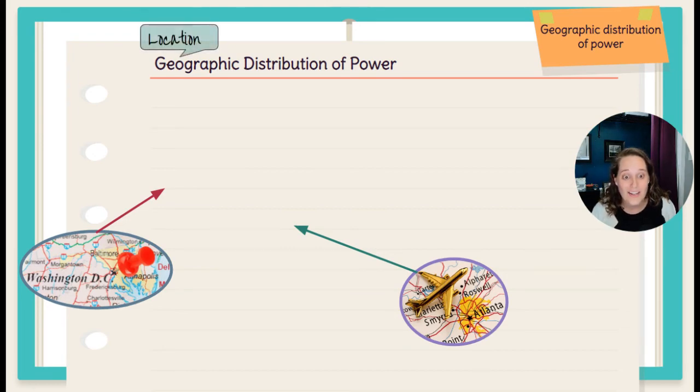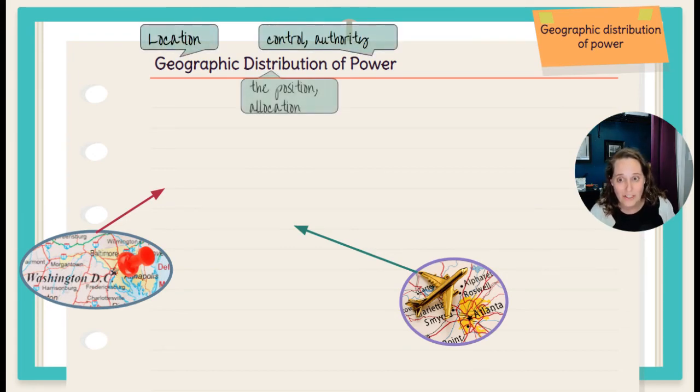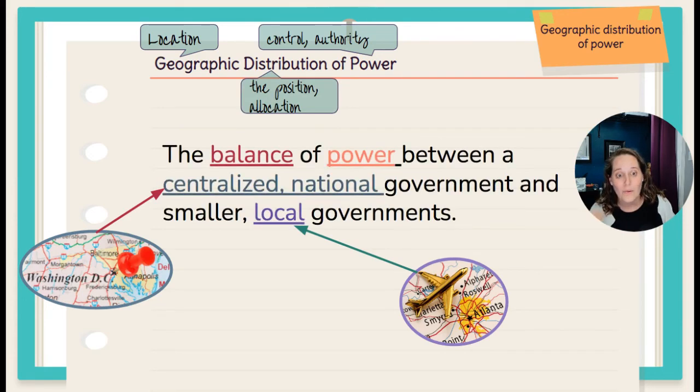So the first thing you need to know is, what are we talking about when we talk about geographic distribution of power? When we talk about geographic distribution of power, we're talking about the balance of power between a central government and a local government. So are all of the decisions made in one place, in a central location for the government, or do the little local areas actually get to make their own decisions?